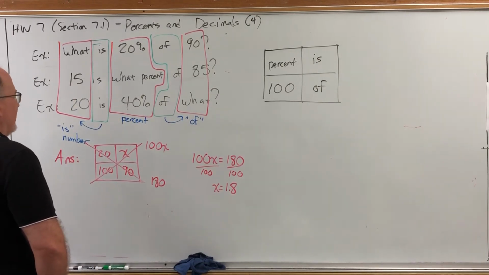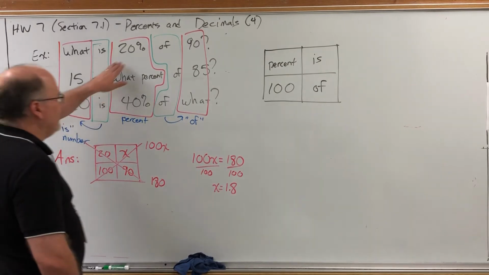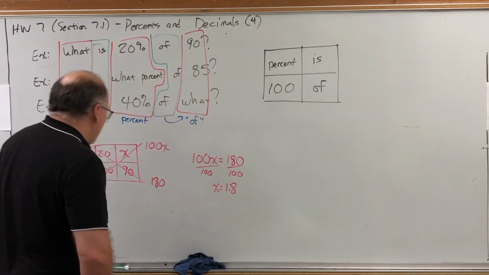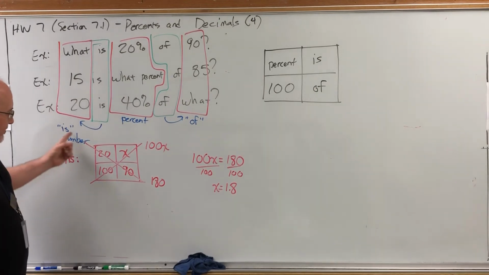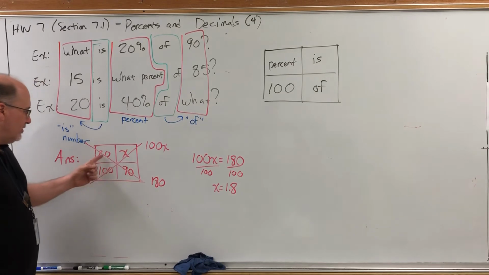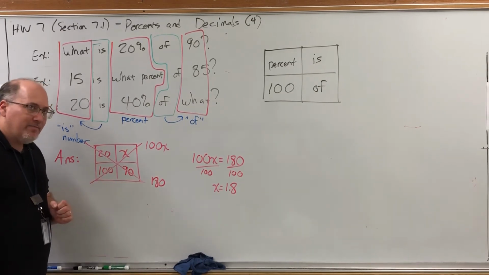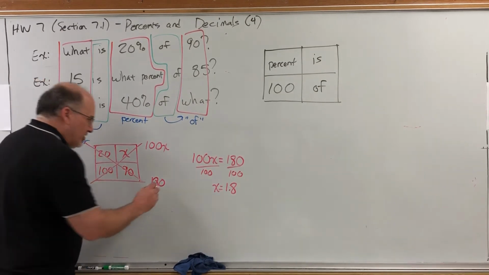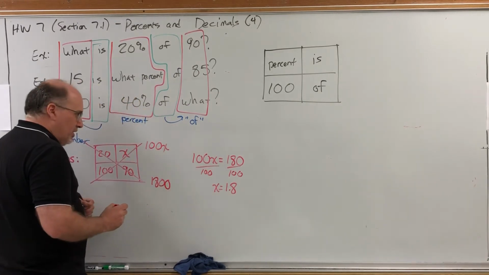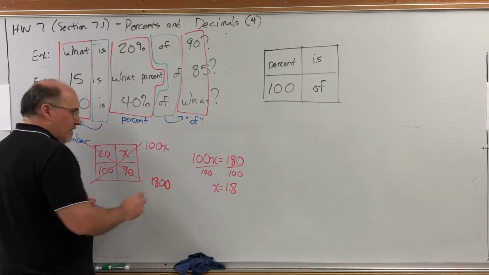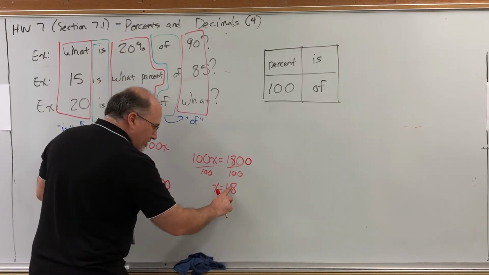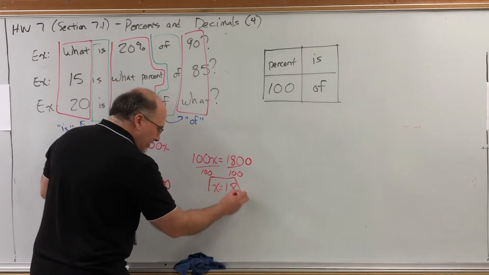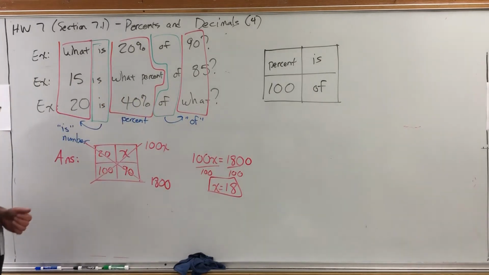Wait, that answer's not right. Because 10% of 90 is 9, 20% should be more. And I realized I just made a mistake. Silly me. The mistake was in this cross multiplication. 20 times 90 is not 180. 20 times 90 is 1,800. Meaning that when we cross multiply, we have 100x equals 1,800. And 1,800 divided by 100 is 18. So that's the answer to the first one.